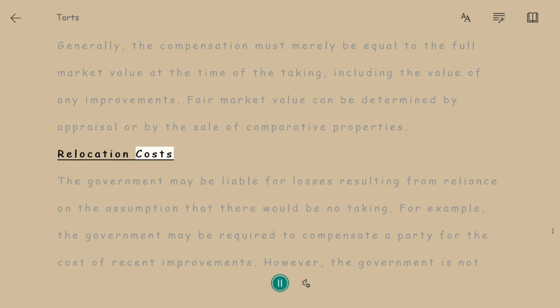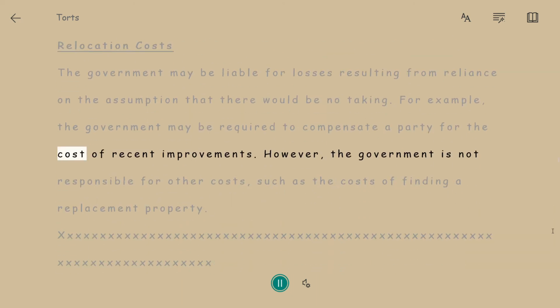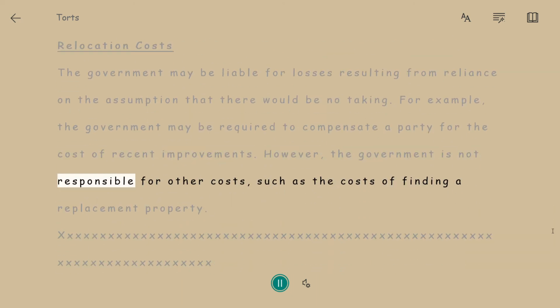Relocation costs. The government may be liable for losses resulting from reliance on the assumption that there would be no taking. For example, the government may be required to compensate a party for the cost of recent improvements. However, the government is not responsible for other costs, such as the costs of finding a replacement property.